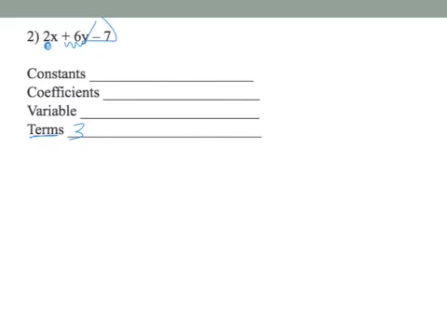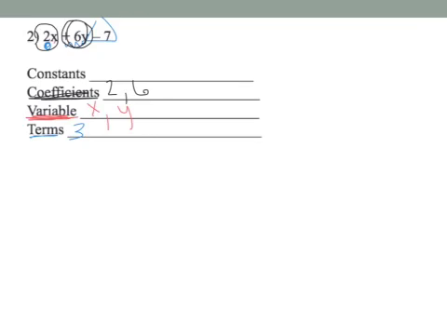Then I'm going to go to variable. So your variable is your letter that represents your unknown. So notice we have an x and we have a y. And then I'm going to go to coefficients. So your coefficients are your numbers that are being multiplied by your variable. So our first term was 2x. We already said x was our variable, so your coefficient is a 2. Our second term was 6y. So we already said our variable was y, so your coefficient would be 6.